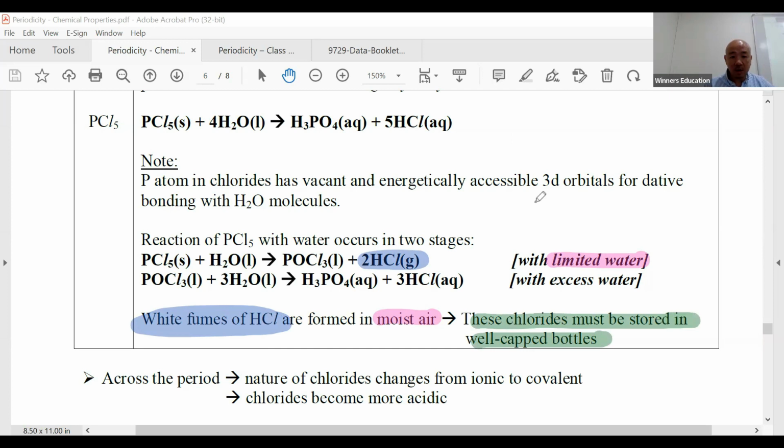All right. So all in all, the trend itself, after you look at it across the period, the nature of chloride changes from ionic to covalent. Some trend, the chlorides also become more acidic. So all these are your favorite MCQ bullet points. Get it considered out. Nothing much.